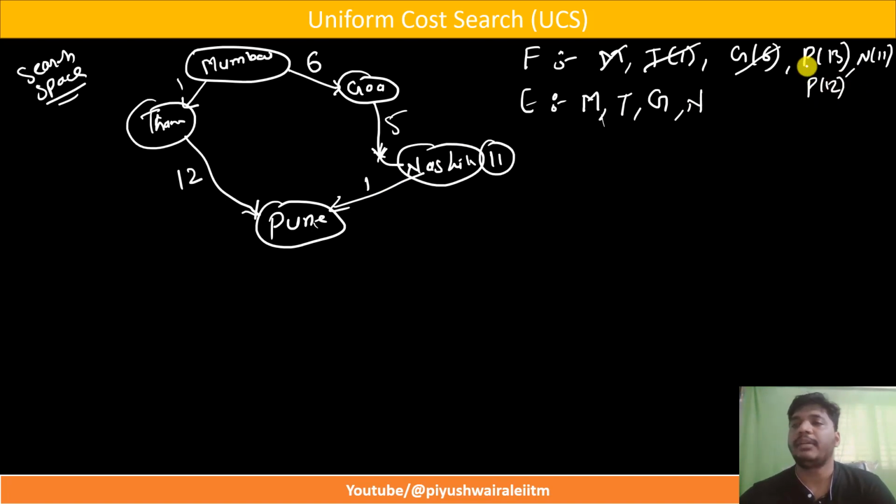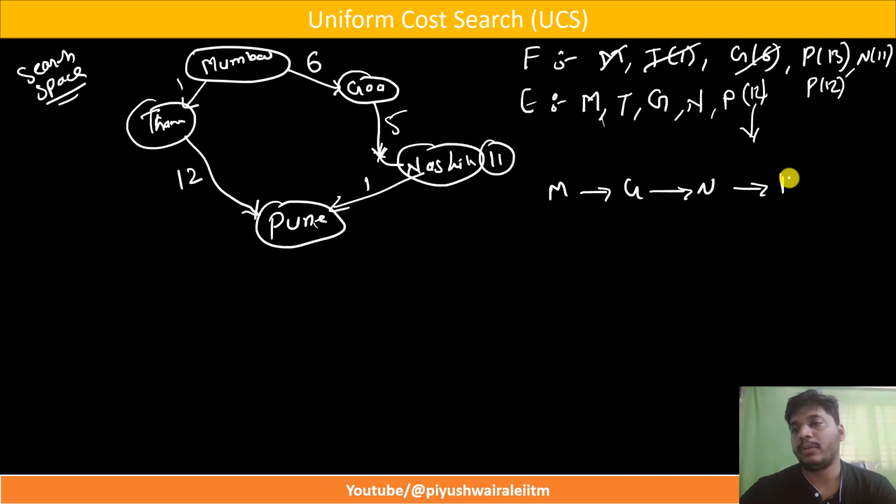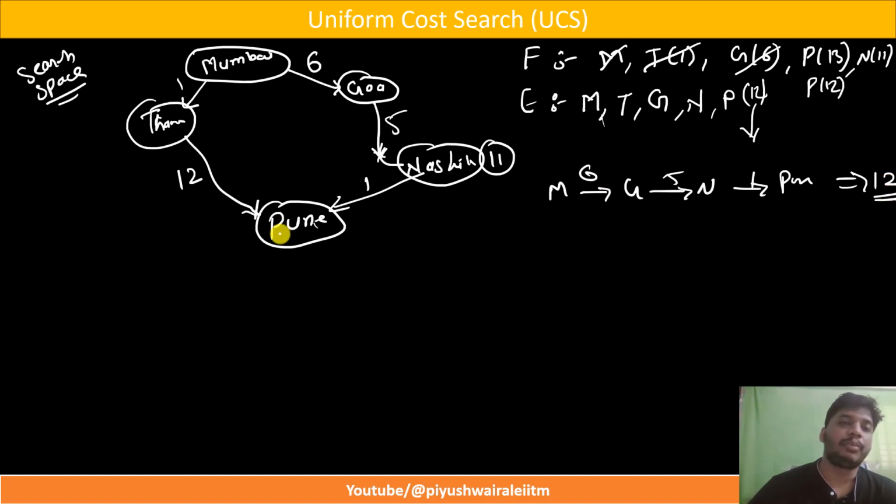But if you see here, P is already present at a cost of 13, and here we are adding P at a cost of 12. So we need to consider the lowest cost. We take P first, that is 12. Now P is my destination, my goal state. I have reached Pune at a cost of 12. How does this cost of 12 come up? By this particular route: Mumbai to Goa to Nashik to Pune. That is 6 plus 5 plus 1, that is 12. So this is my optimum route.